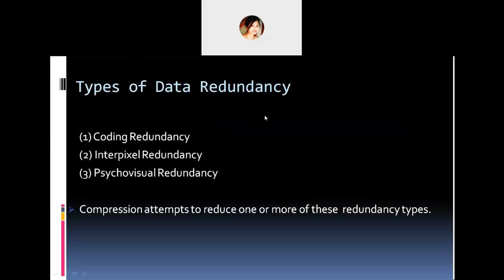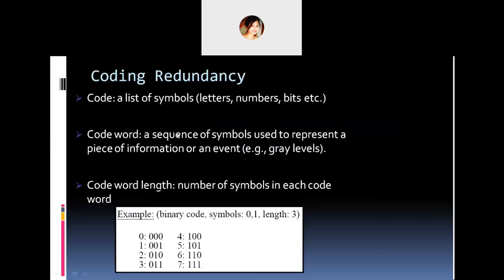Okay, so where were we? Types of data redundancy. Now you know what data redundancy is, right? Data redundancy consists of actually 4 main types. We have chromatic redundancy as well, but we only explain coding, interpixel and psychovisual redundancy. The goal of compression is to reduce or eliminate the redundant information. Compression is successful only when it is able to reduce any one of these redundancy types. So just remember these. Then we have coding.